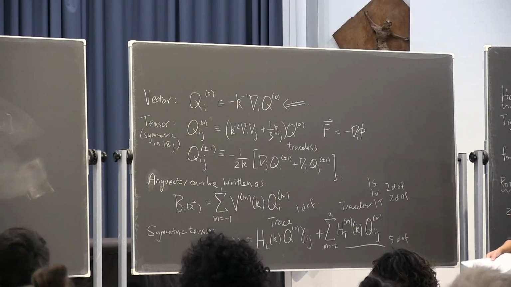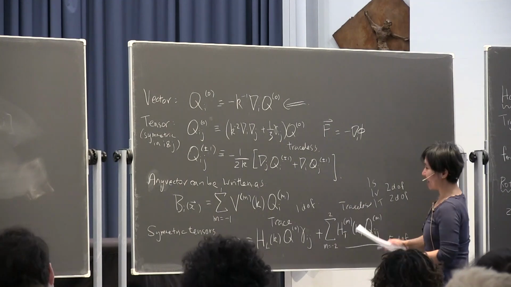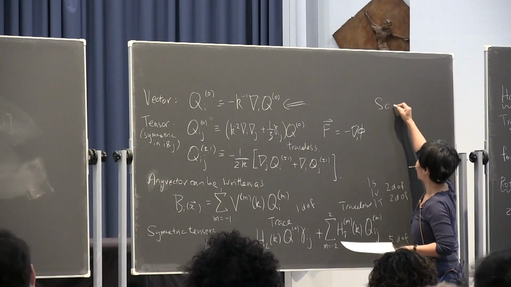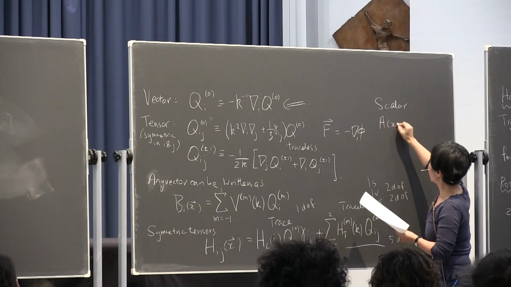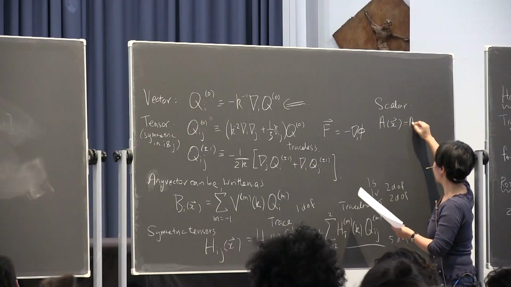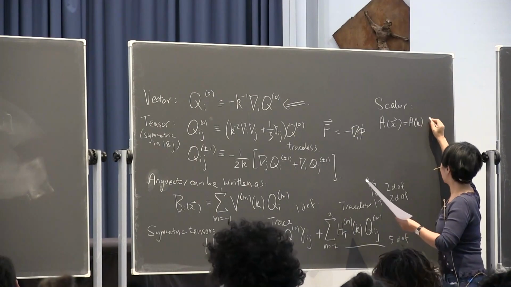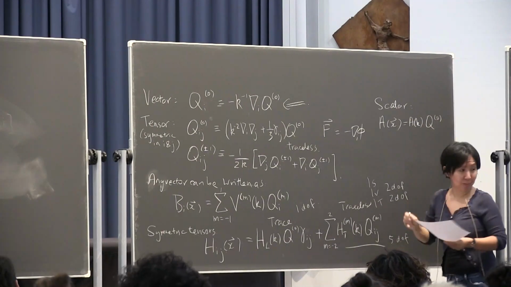Okay, and then finally, of course, I didn't say anything about the scalar, but the scalar is just straightforward. You can just write A of x is equal to A_k times the eigenfunction. I'm not sure if you can see this.